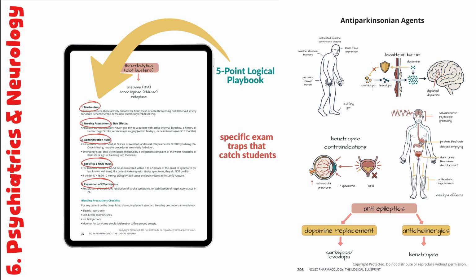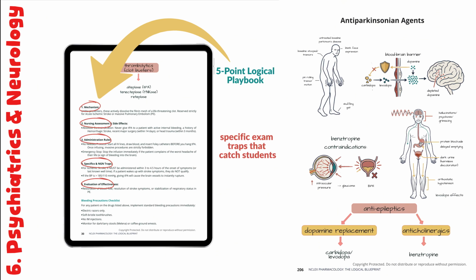High-protein meals block levodopa absorption, so protein needs to be spread evenly through the day rather than loaded at one meal. Dark urine and dark sweat are harmless expected findings. Carbidopa is just the escort. It protects levodopa from being broken down before it reaches the brain, but it can't cross the blood-brain barrier itself.